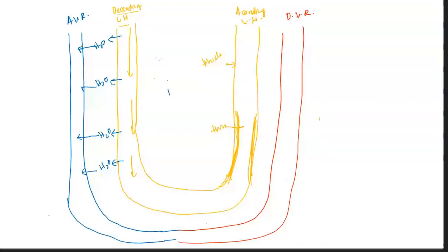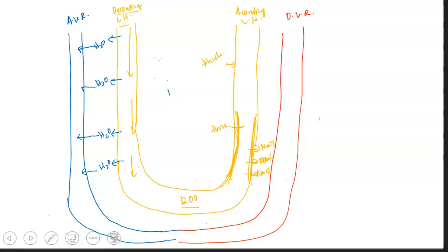As the filtrate reaches the elbow of loop of Henle, the filtrate will be very concentrated, which is 1200. Because the filtrate in the elbow of loop of Henle is really concentrated, sodium chloride will diffuse out in the thin segment. In the thick segment, the sodium chloride will move out through active transport. So that's why we call it a multiplier.